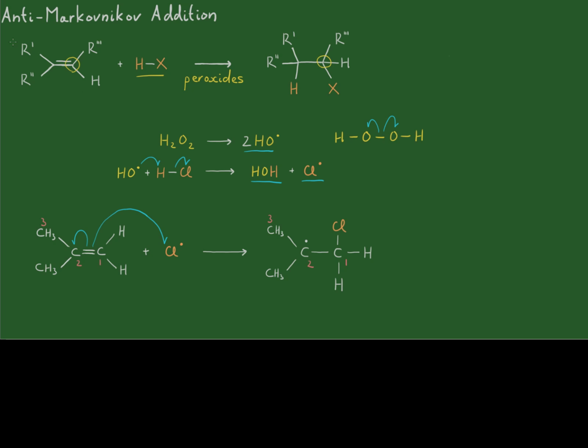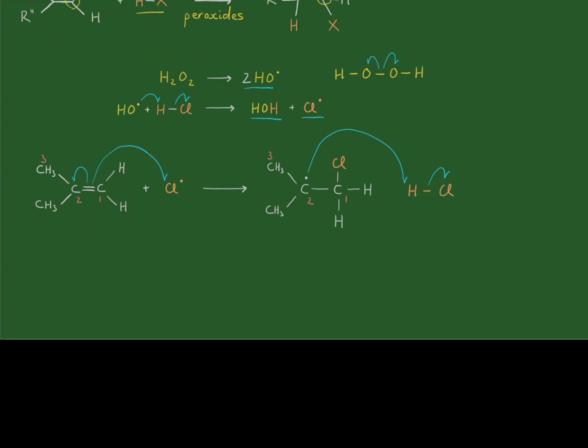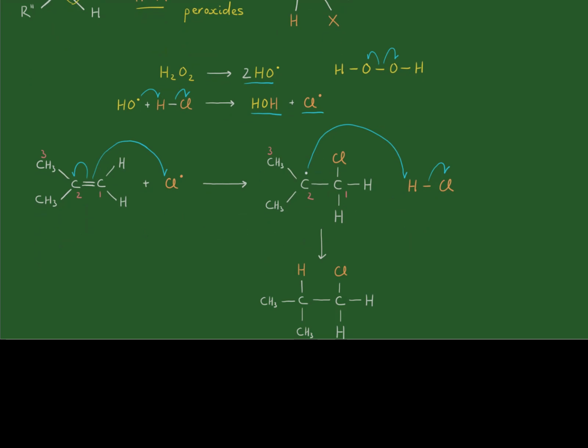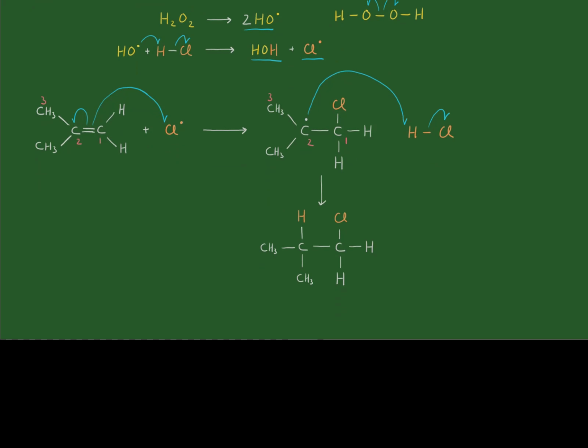This compound is now free to react with another hydrogen chloride. So what happens? The radical reacts with the hydrogen, and one of the electrons of the hydrogen chloride bond ends up on the chloride. And so we get our product, where the halogen, the chloride, is on carbon number 1 and the hydrogen is on carbon number 2.